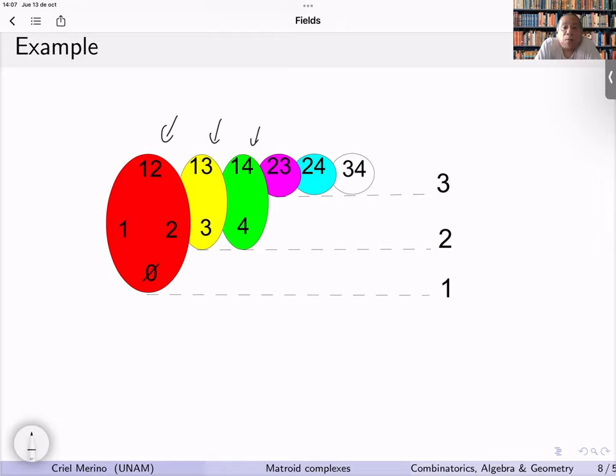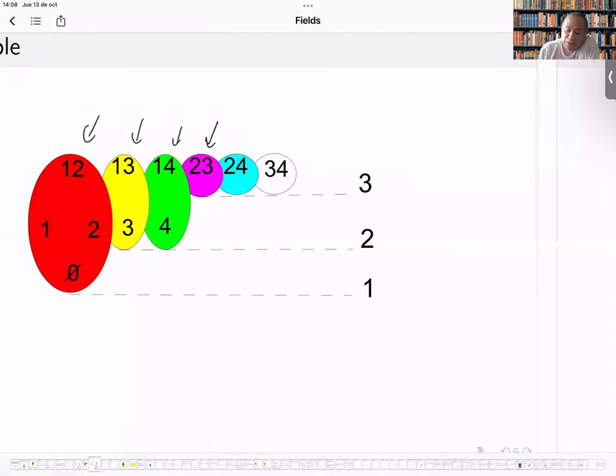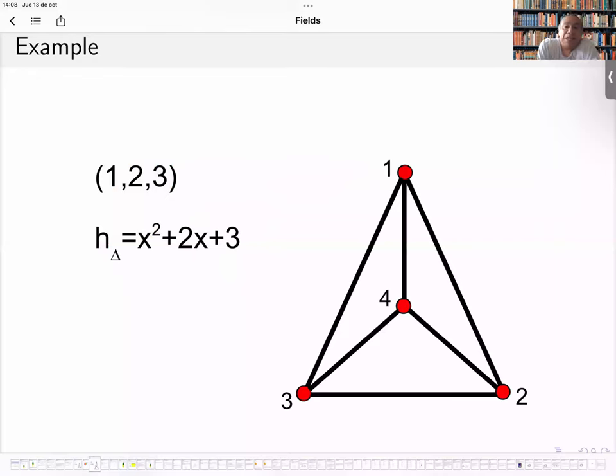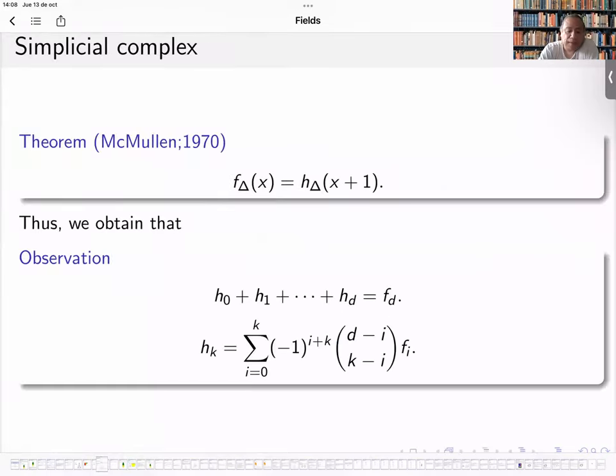Then you add the facet 1, 4. And then the R of 1, 4 will be 4. Then when you add 2, 3, the whole facet is the minimal new one, so the R of that facet is the facet itself. And you keep on going doing this. So you get the h-polynomial of this simplicial complex is x plus 3. And the h-vector will be 1, 2, 3. This actually will correspond to the matroid complex coming from the uniform matroid U(2,4).